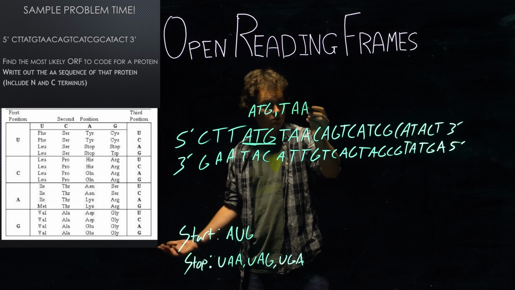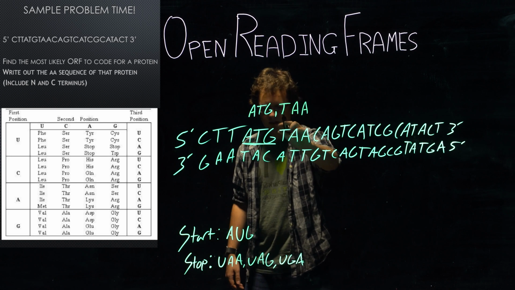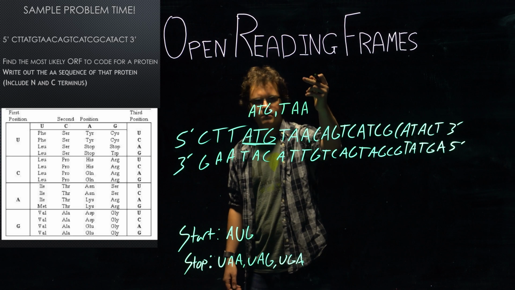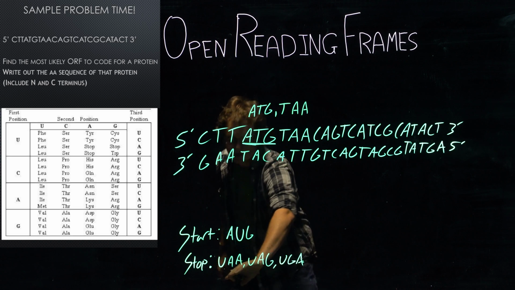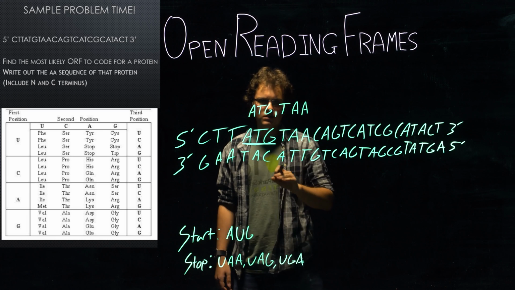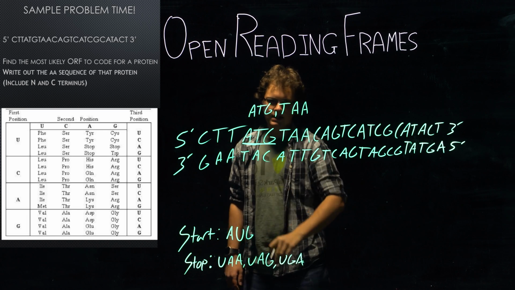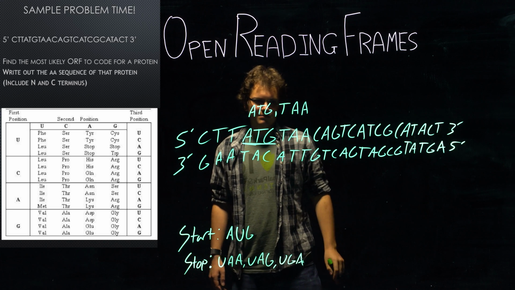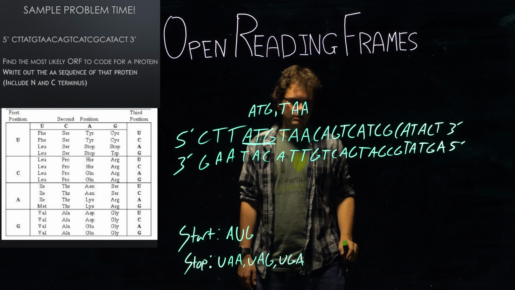Now that would usually code for an amino acid, but if you come down here, TAA becomes UAA when it's transcribed into RNA, which is one of our stop codons. So that's the end of the sequence we can get starting from that codon. And that's only one amino acid long. It's just methionine. That's obviously not going to be our protein. That's not our most likely sequence, right?